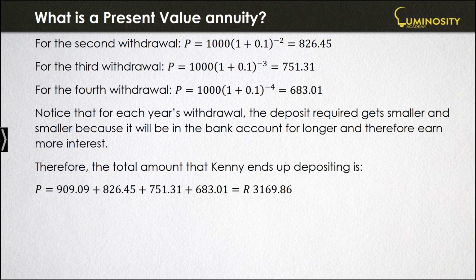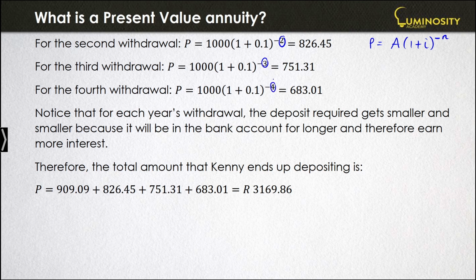For the second withdrawal, n equals 2. We substitute it into the formula we had for P, which was A times (1 plus i) to the power negative n. That was just rearranging the old formula that we had. For the third withdrawal, we'll have negative 3, and for the fourth withdrawal, we'll have negative 4.